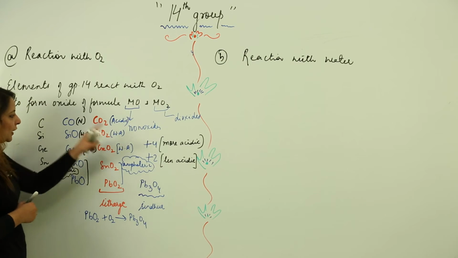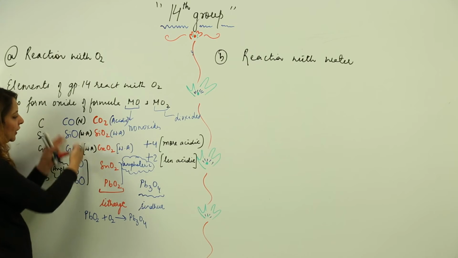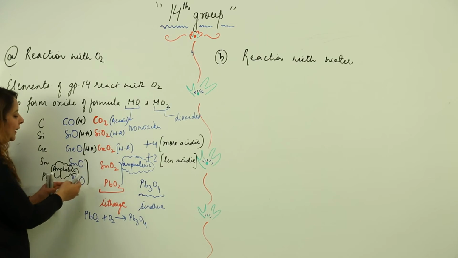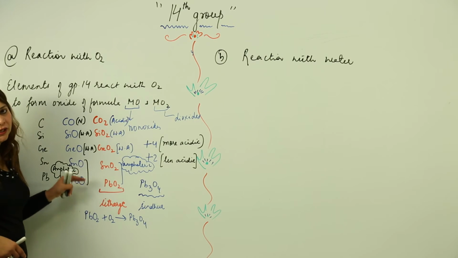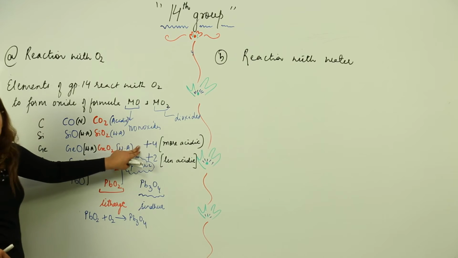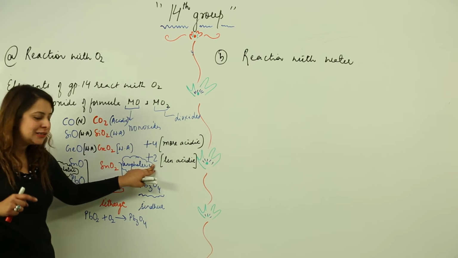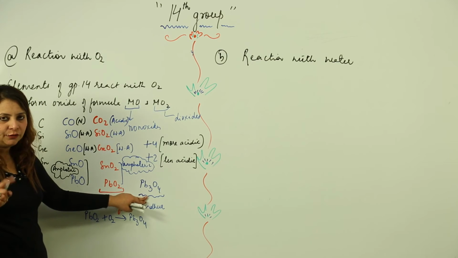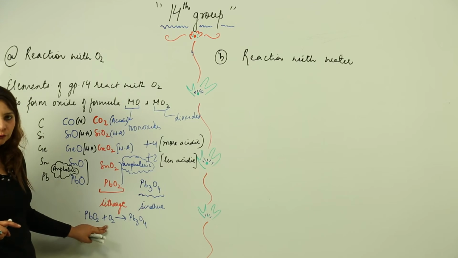I think you got it, that they form monoxide as well as dioxide, and this is all about their nature. Out of them, tin monoxide, lead monoxide, tin dioxide and lead dioxide are amphoteric in nature. In the +4 oxidation state they are more acidic, and in +2 they are comparatively less acidic. Lead also forms the oxide with formula Pb3O4, and this is how we can form them.